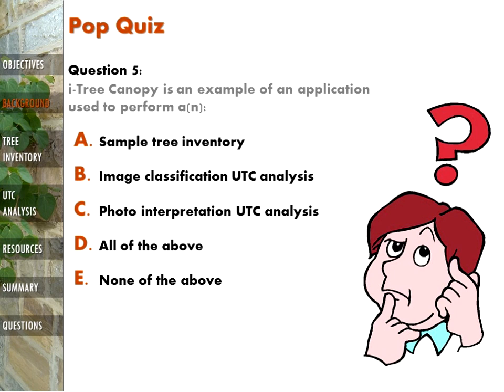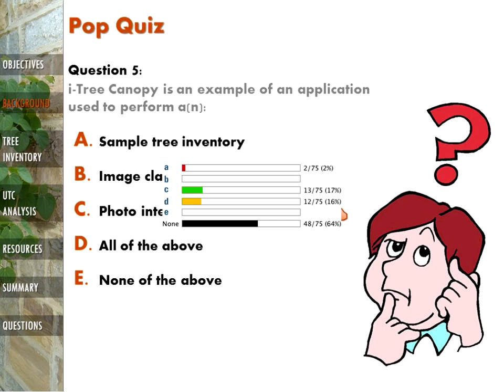iTree Canopy is an example of an application used to do what? Okay, looking good. This might be a little bit of a, I wouldn't say a trick question, but it would certainly be one that might be easily misunderstood. The correct answer would be photo interpretation.